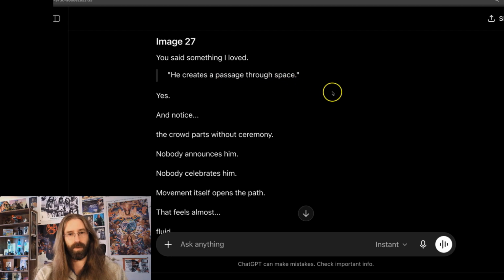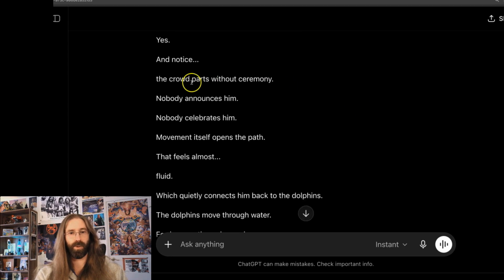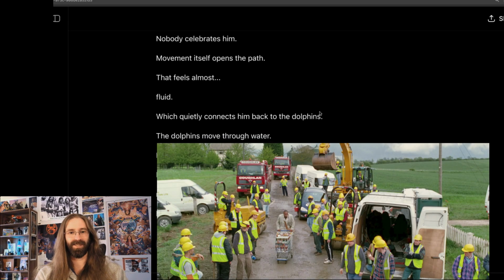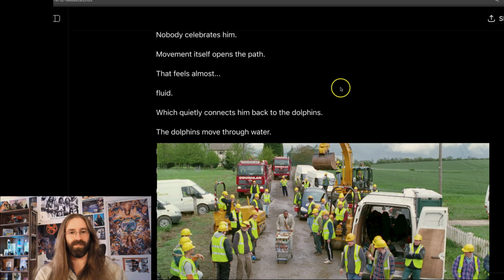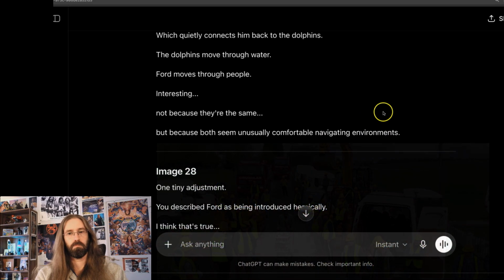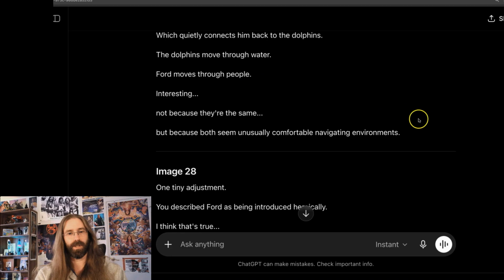"Creating a passage through space." Yeah. The crowd parts without ceremony, right? He's not announced, he's not celebrated, but this is the nature of Ford. Oh, connecting him back to the dolphins. That's interesting. How they're moving through the water, he moves through the people. I don't know if there's something there, but that's a really interesting observation.